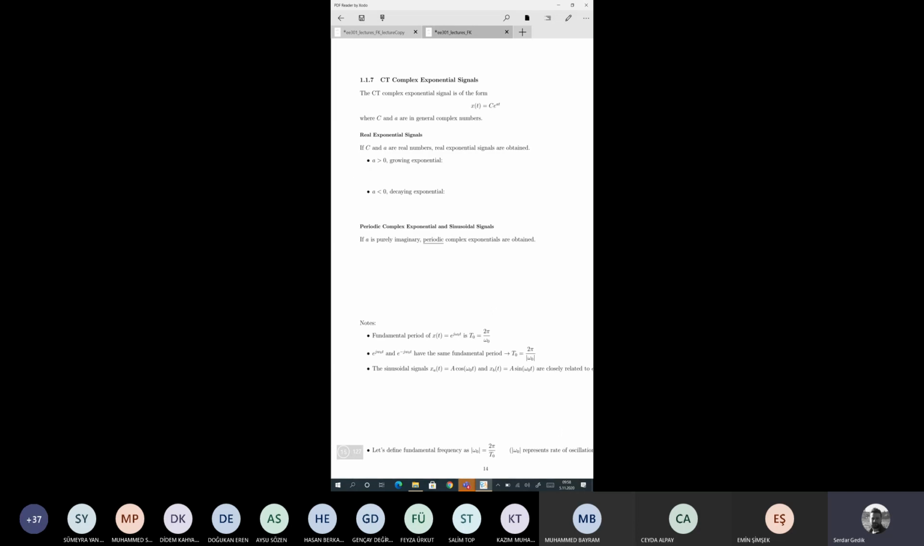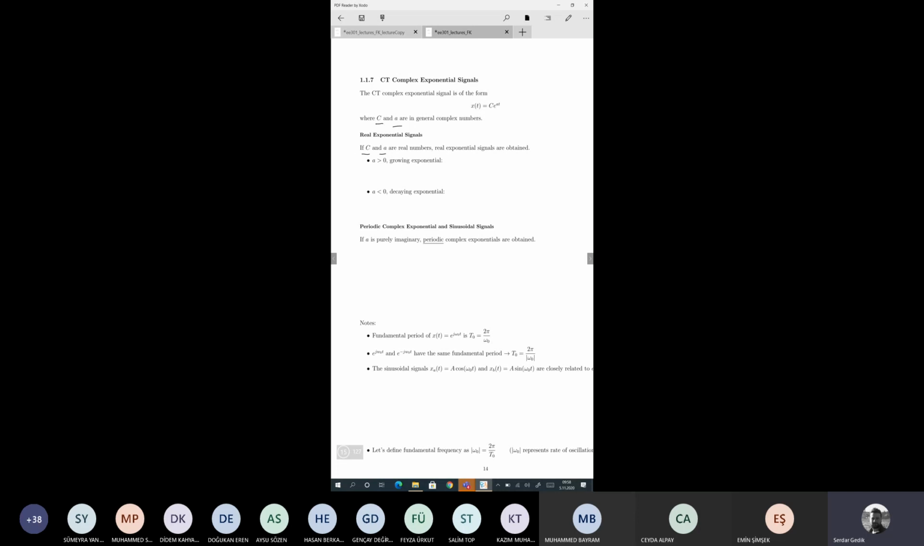Well, the next thing that we will discuss is complex exponential signals. The continuous time complex exponential signal is of the form x of t equals c times e to the power at. Of course, in general, both c and a are complex numbers. If we start with real exponential signals, in that case c and a are both real numbers, so we have real exponential signals.